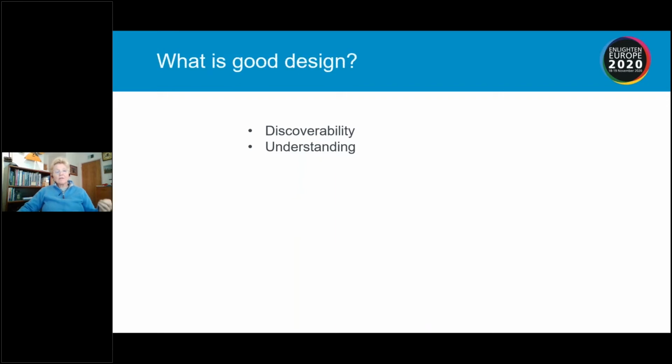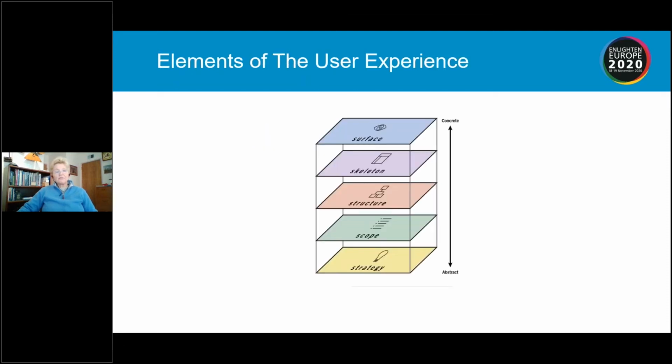Good design is discoverability. It's understanding. How do we achieve communication? How do we achieve that understanding? If we look at the elements of the user experience, we have 5 layers. The strategy is the reason for the product. Why did we choose this particular system? The scope defines functional and content requirements. What features must the system have?